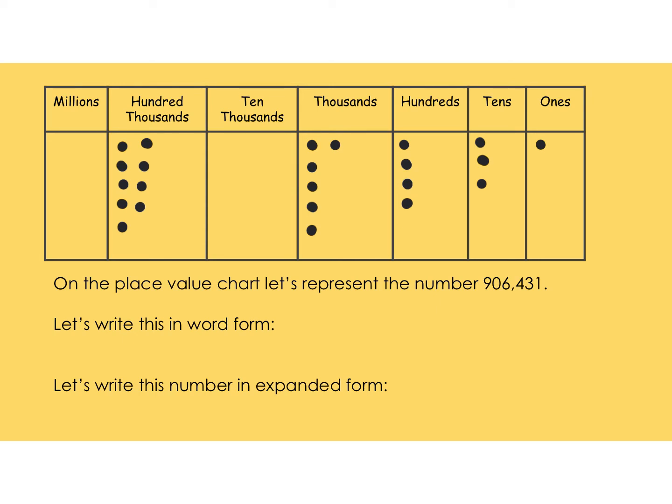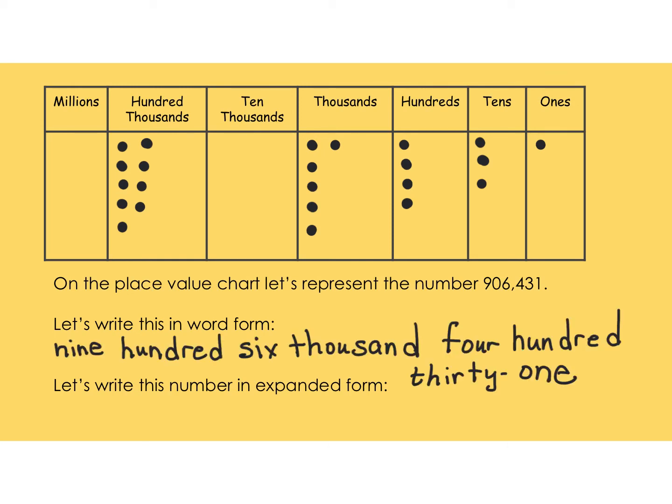Okay, next let's write this in word form. How would we actually write this? We would write it exactly how we say it in word form, but we just use the words. 906,431. So let's take a look at that. Okay, so this is what it would look like in word form. 906,000, remember 1,000 says where our comma is, 431.